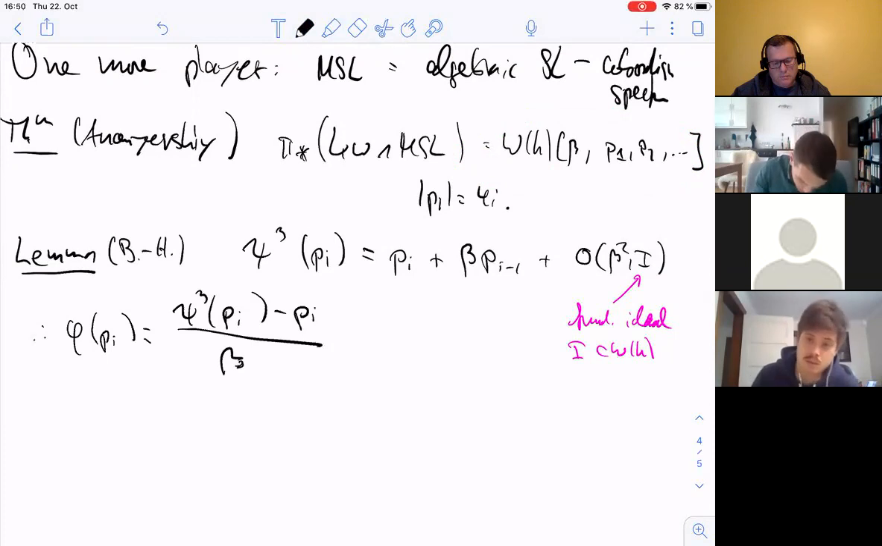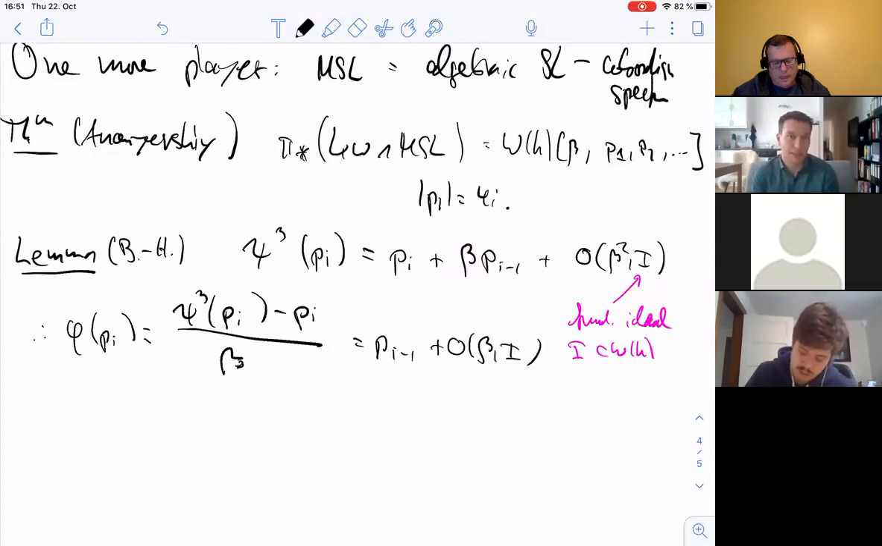And well, now I put in what I computed, right? So it's this thing here. I subtract off pi, so this goes away. I divide by beta, so this goes away. So it's going to be pi minus 1 plus order of either beta or I. So there's some error term, but basically the phi somehow connects the pi one after another.